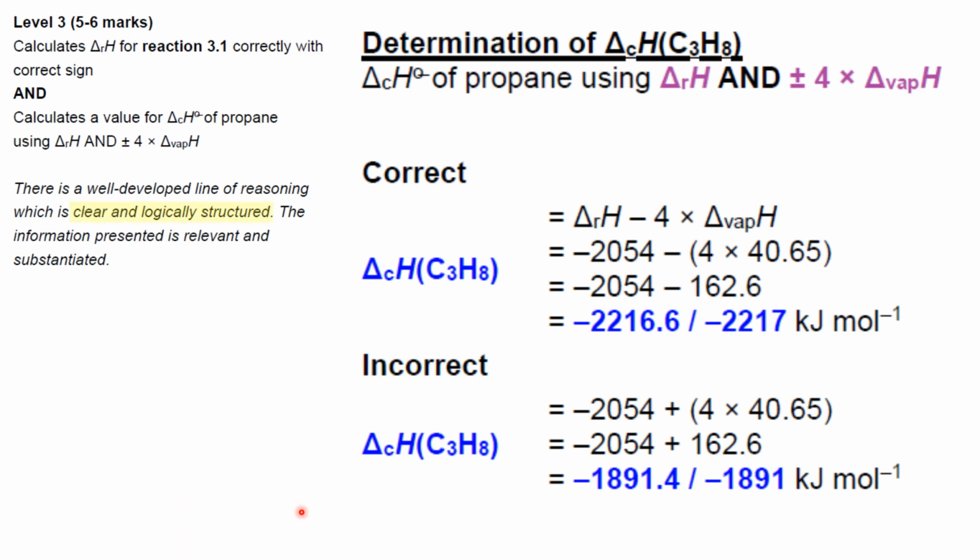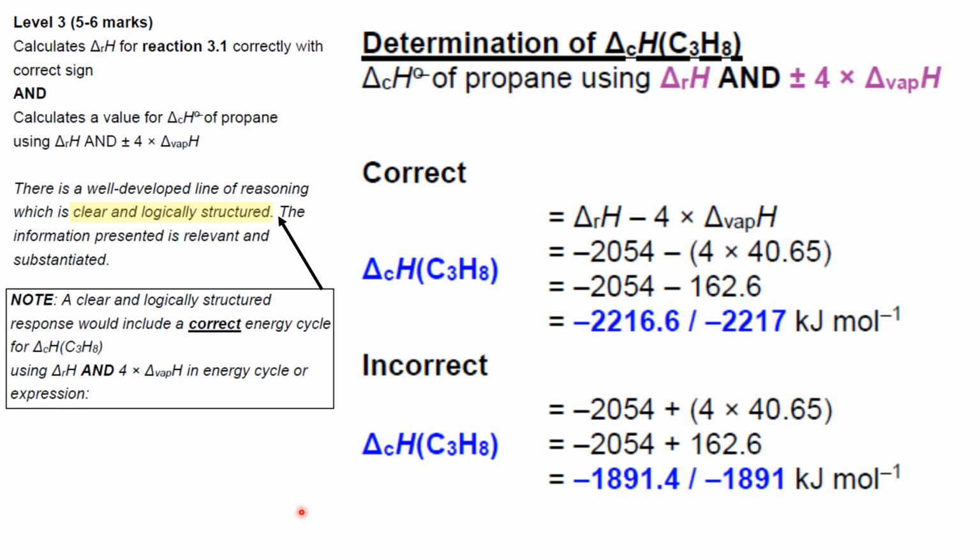Now, where it says clear and logically structured, it's actually put in the mark scheme that it would include a correct energy cycle for delta CH, using delta RH and 4 times delta VapH. That's actually quite tricky to realize that that could be useful. So the final bit of this question is actually quite challenging, although to get to level 2 is pretty straightforward by comparison.